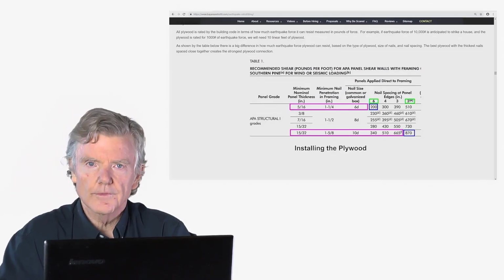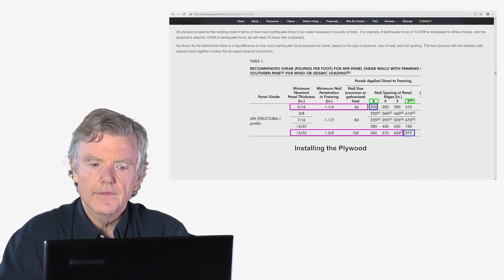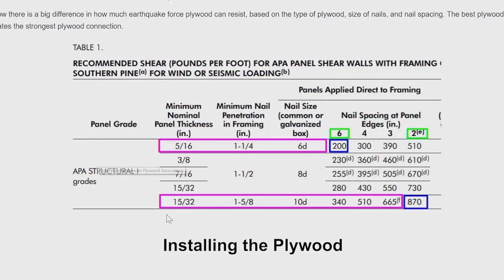And I'd like to show you briefly some of the things that you want to look at, and you want to talk to your contractor or engineer to find out how they are going to nail the plywood. So for example, I would like to point out this right here represents the thickness of the plywood. Right here it's 5/16 of an inch. This is if you have a nail that penetrates 1 inch and a quarter. This is a type of nail. It's called a 6-penny nail, a 6D.